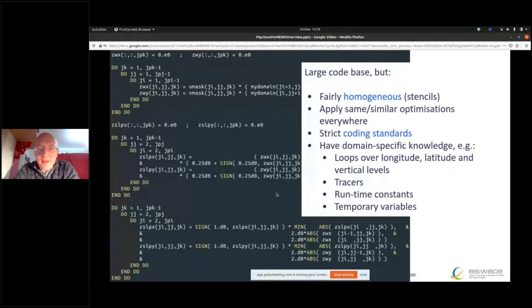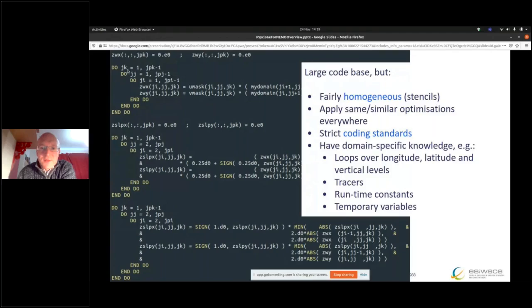Second to that is the fact that they have very strict coding standards. So for instance, if you look at the code on the left here, I know a NEMO developer would know that a loop over JK is a loop over vertical levels, and JPK is the number of vertical levels in the model. And there are various other things like that that are enshrined in a document, and that's what the code has to conform to. And then, because we know it's an ocean model, we then have domain-specific knowledge. So as I said, I know that a JK loop is a loop over vertical levels.